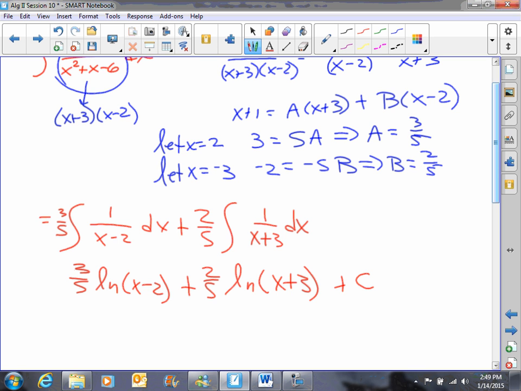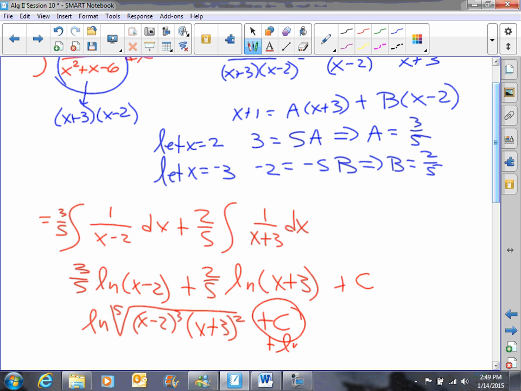And there are things we can do. We can say that this is the natural log of the 5th root of x minus 2 cubed times x plus 3 squared plus c. Now, sometimes we'll take this plus c and say it could actually be written as plus the natural log of k, for example. And so, by the properties of logs, this can become the natural log of k times the 5th root of x minus 2 cubed times x plus 3 squared.